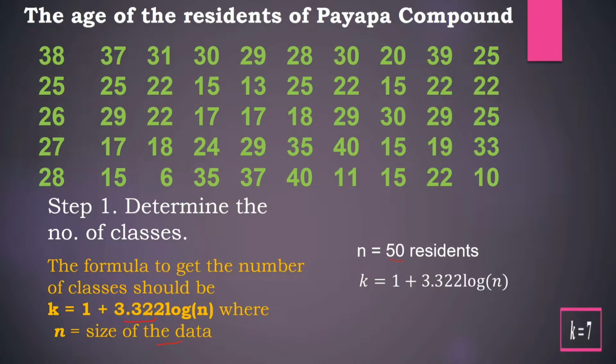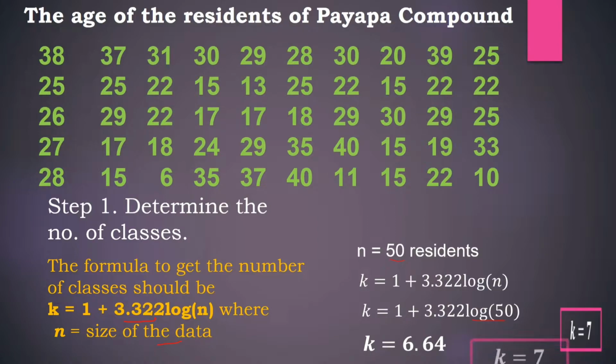Therefore, logarithm of 50 is 1.70. 1.70 times 3.322 is 5.64, plus 1, that's 6.64. So we will round off the number. K therefore is equal to 7. So based on the data above, the number of classes is 7.